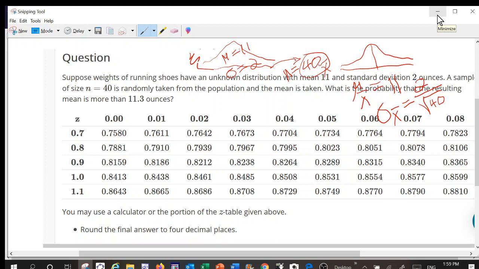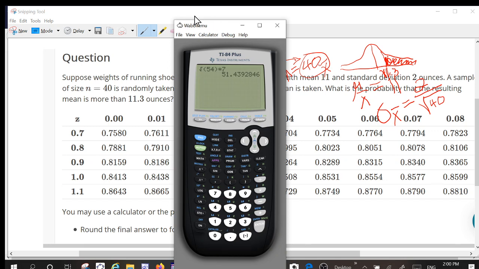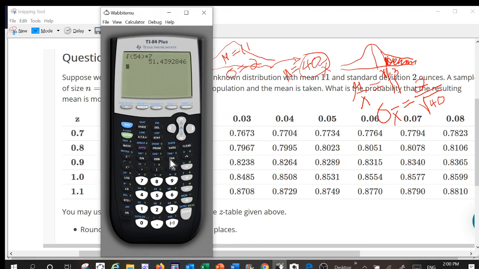Now, what we are asked here is, what's the probability that the mean that we find here is more than 11.3? Now, 11.3 is about right here on this distribution, right? So we want to find the area to the right of that number, 11.3. So what we have to do, we have to use normal CDF, right? So you have to do normal CDF. Go down here and find the calculator. So normal CDF.